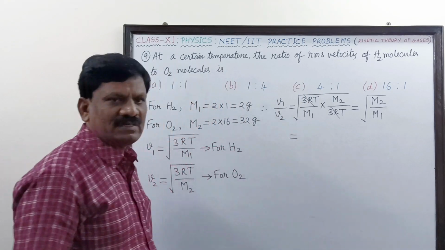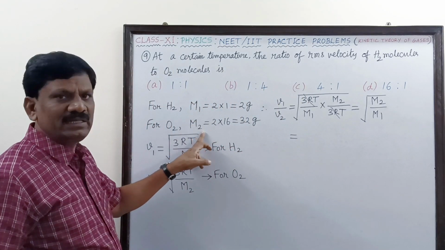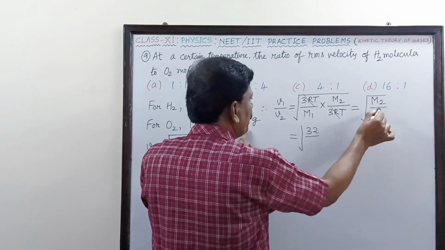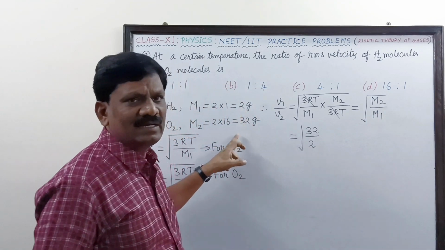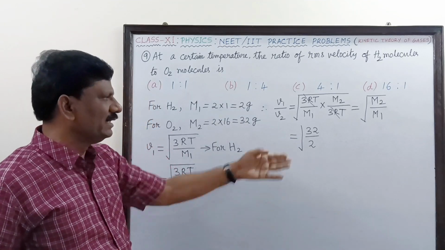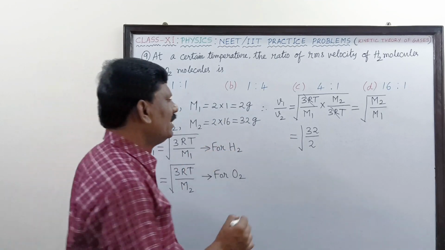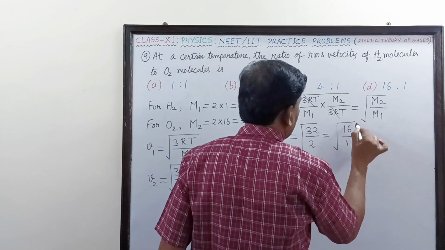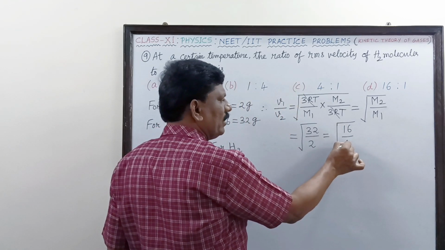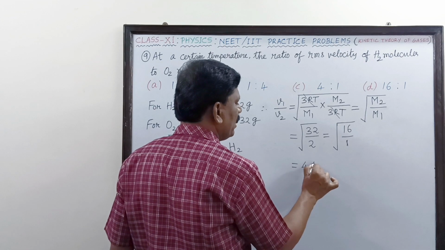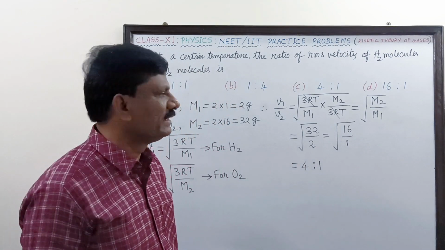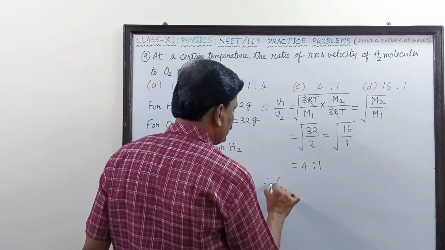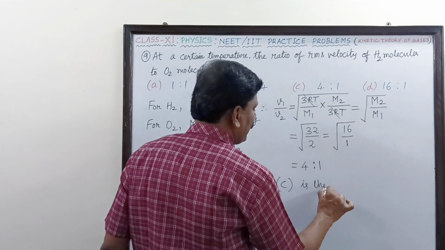So we have to substitute the values of M1 and M2. M2 is 32. So this is equal to square root of 32 divided by M1, which is 2 gram. Here you need not convert this into kilogram SI unit because it is a fraction and is going to get cancelled only. So this is now equal to square root of 16 is to 1. Square root of 16 is 4, square root of 1 is 1. So this is equal to 4 is to 1, 4 by 1. Understand that? So the correct option is C. Therefore option C is the correct answer.